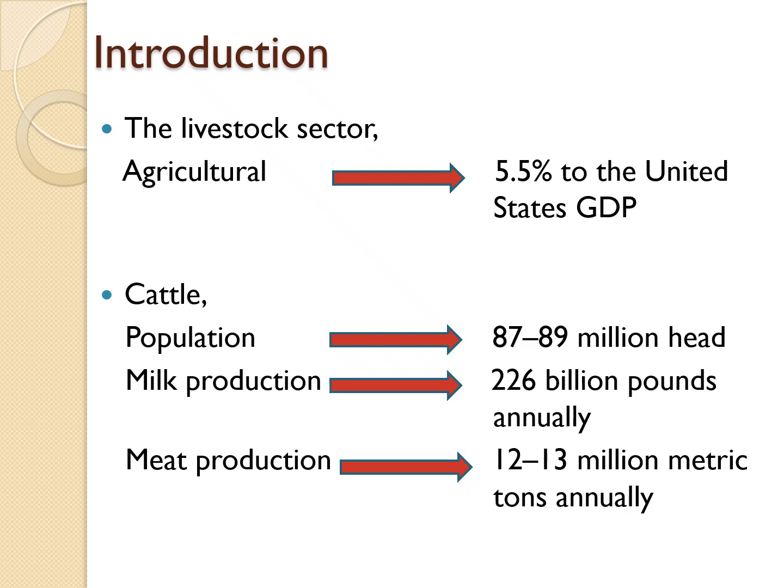Here's the introduction. The livestock sector, in which agriculture contributes about 5.5% to the United States GDP, and in the agriculture sector, the cattle population is 87 to 89 million head per year, and milk production from cattle is 226 billion pounds annually, and meat production is 12 to 13 million metric tons annually in the United States.